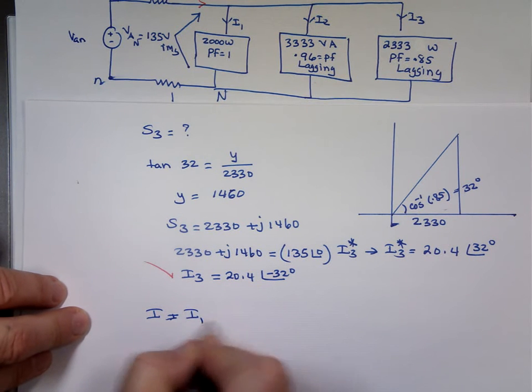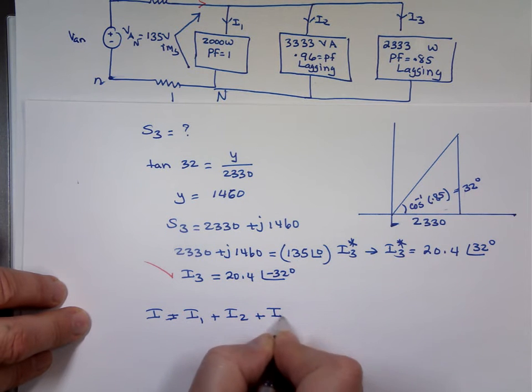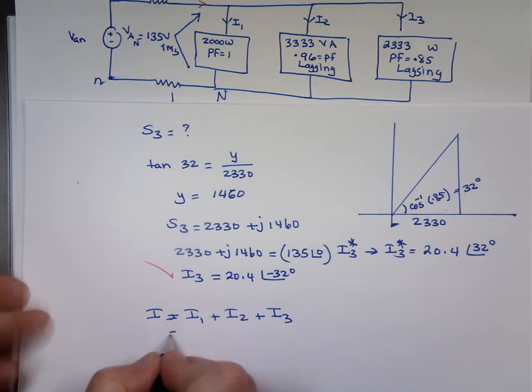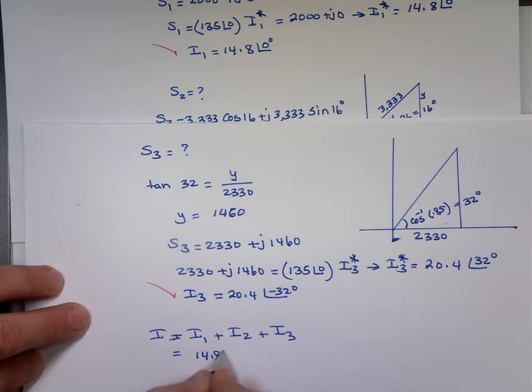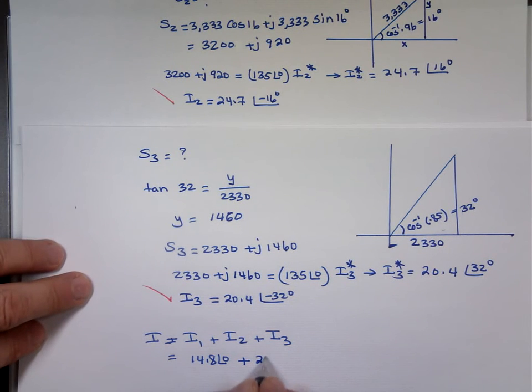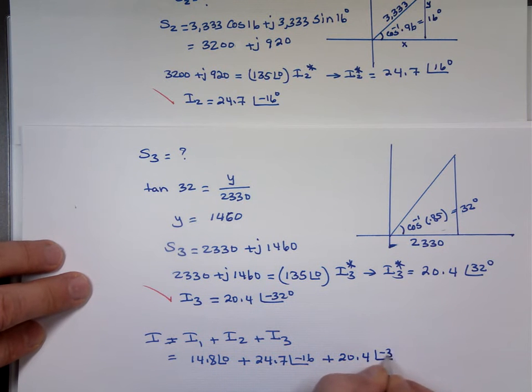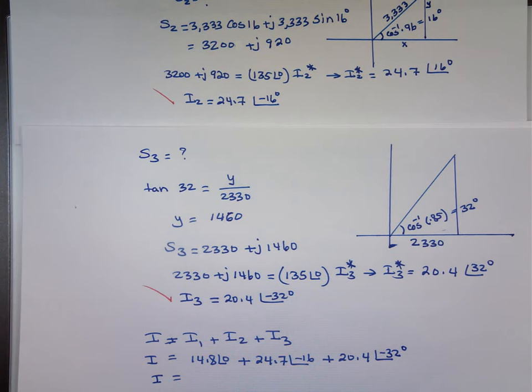I sub 1 plus I sub 2 plus I sub 3. What is I sub 1? 14.8 angle 0. I2 is what? 24.7 angle negative 16. And I3 will be what? 20.4 angle negative 32. So I take my fancy calculator here, put them all in, and see what they answer.